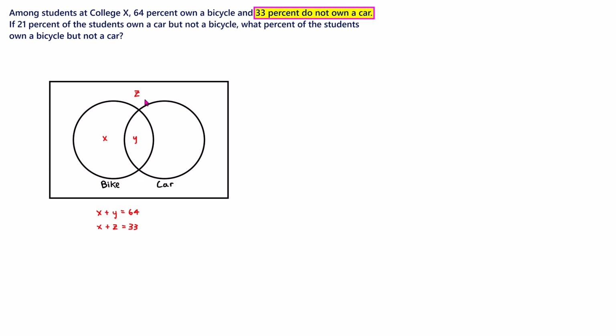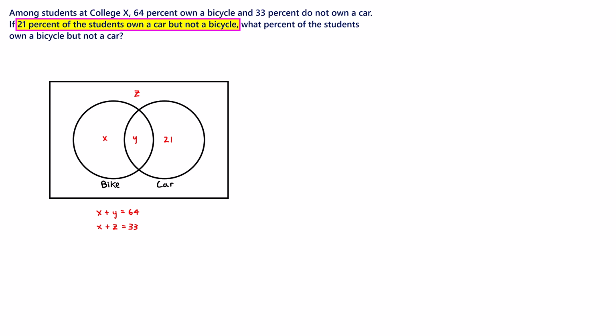We're also told that 21% of the students own a car but not a bicycle. This is referring to the students inside the car circle but outside of the bike circle. So let's put a 21 in this zone.